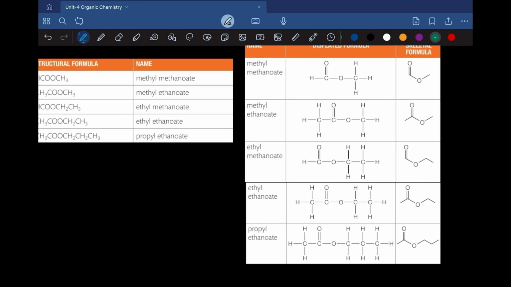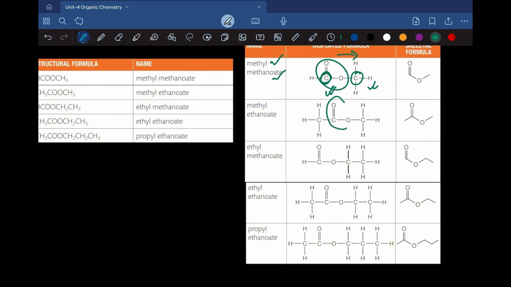Okay, here you can see this is the COO, right? And in this part, on the right hand side of the ester, there is only one carbon, right? That's why we are saying methyl methanoate. And in the COO group part, there is only one carbon, and in the methyl part, there is only one methyl group. That's why we have seen it as methyl methanoate.